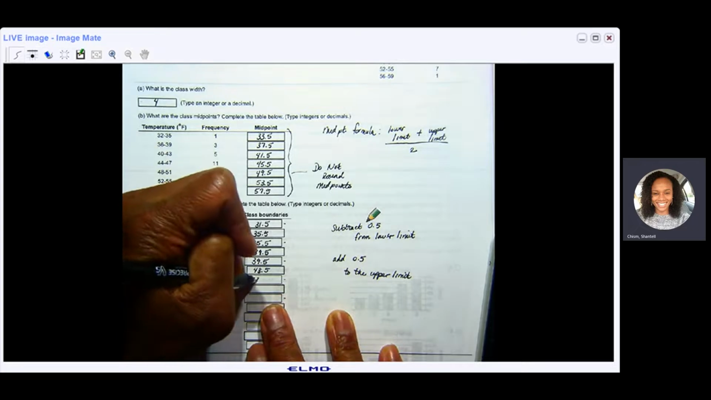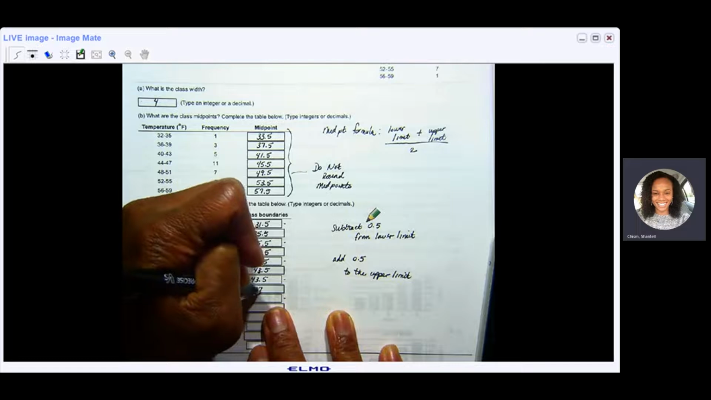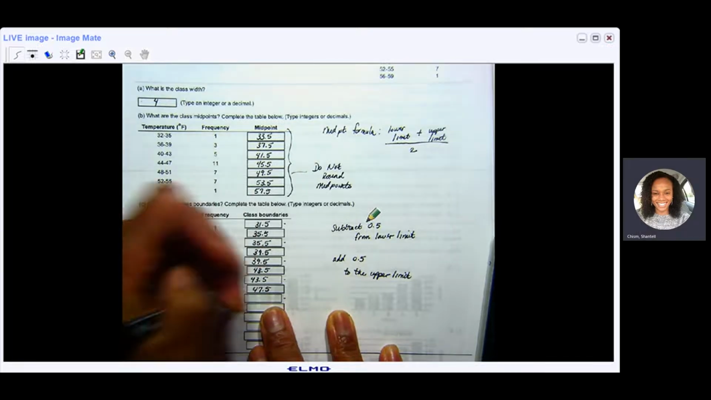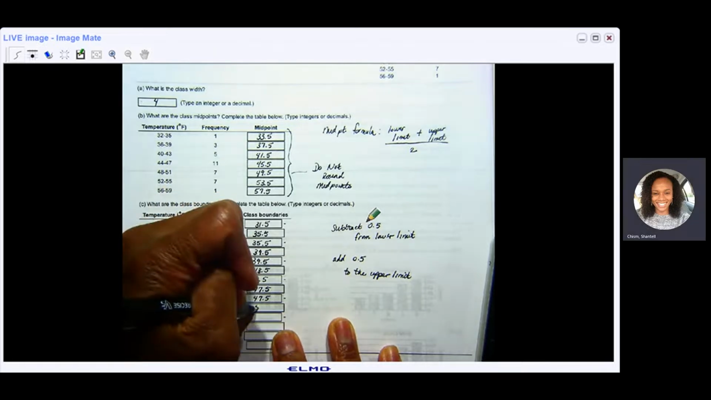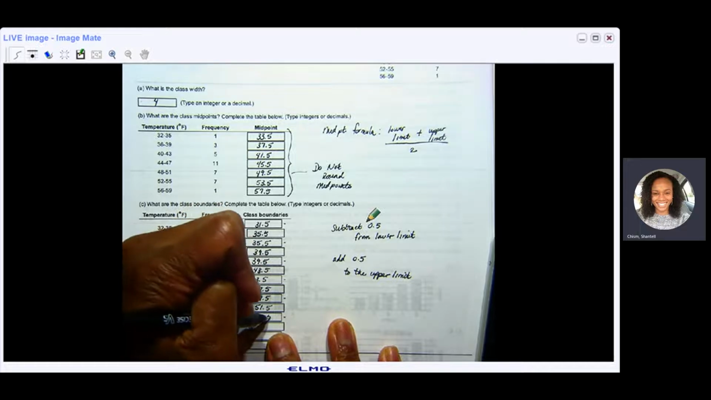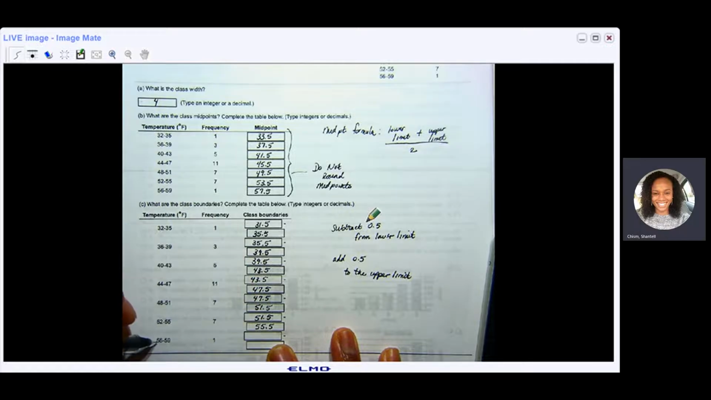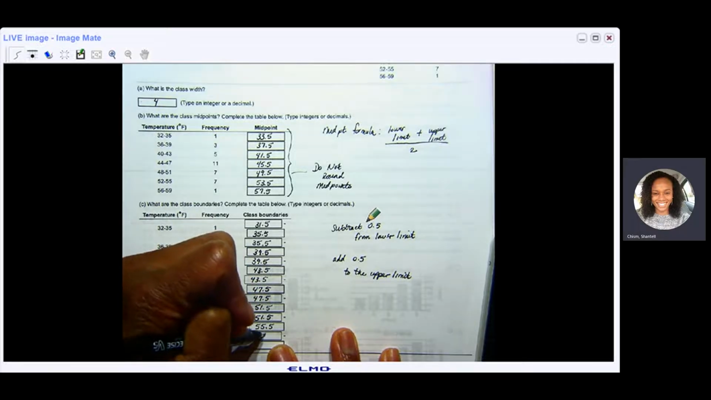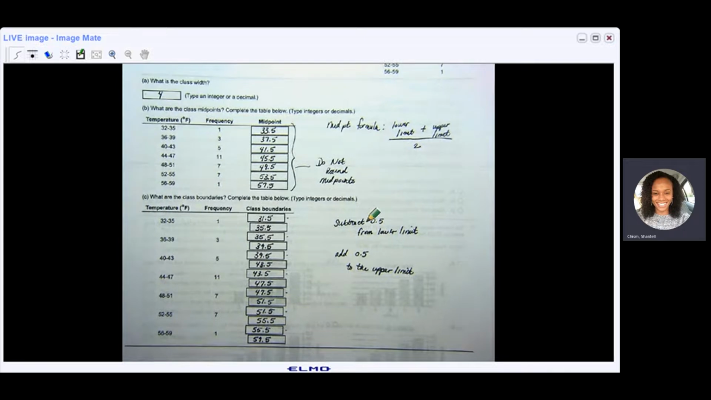For 44, subtract 0.5, you get 43.5 again. 47, you'll add the 0.5. So subtract the lower, you get 47.5. Add it to the upper, you get 51.5. Subtract, you get 51.5. Add, you get 55.5. And then subtract, you get the 55.5 again, and then add, you get 59.5. Okay? And again, we don't round those either.